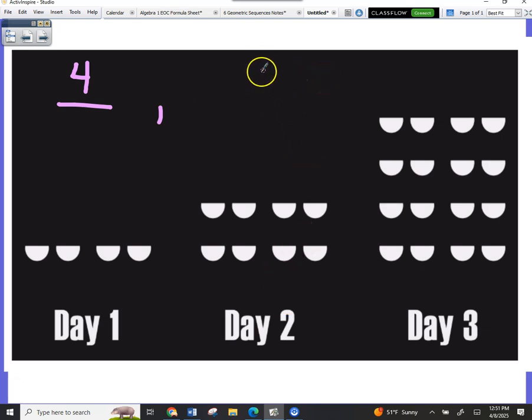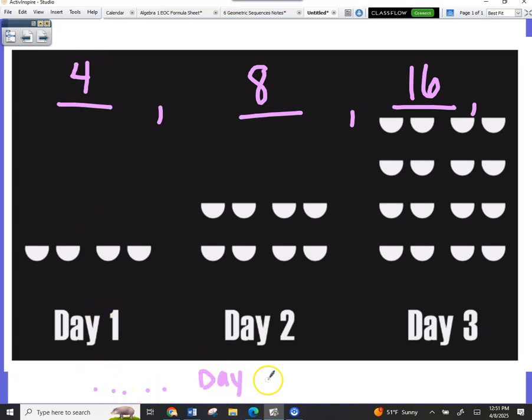Day 2, how many eyes? 8. Day 3, how many eyes? 16. And the question was, day what? Do you remember? 25. The question was, give me the number of eyes for day 25.